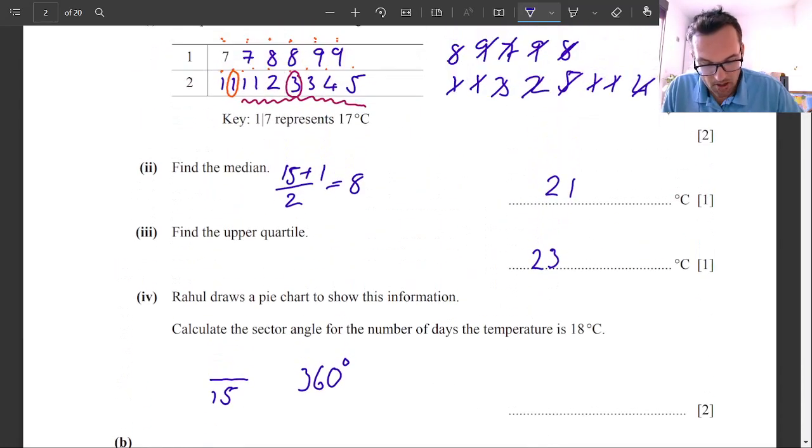Okay, how many of those is 18 degrees? There's 2 of them. So 2 out of 15, that will give us the fraction out of 360. So we grab our calculator, save time, gives us 48 degrees. That will be the sector angle. Pie charts is just fractions.